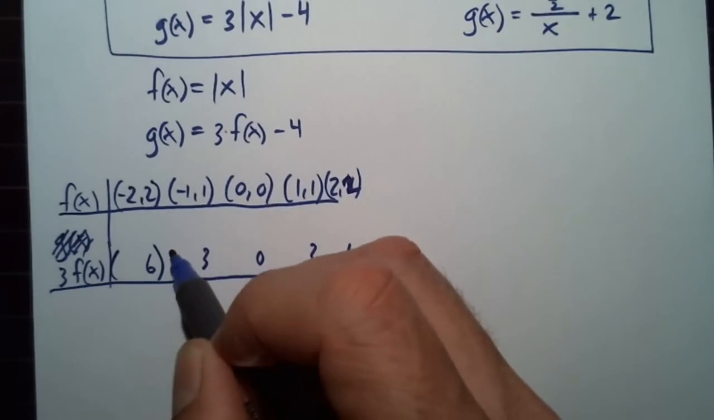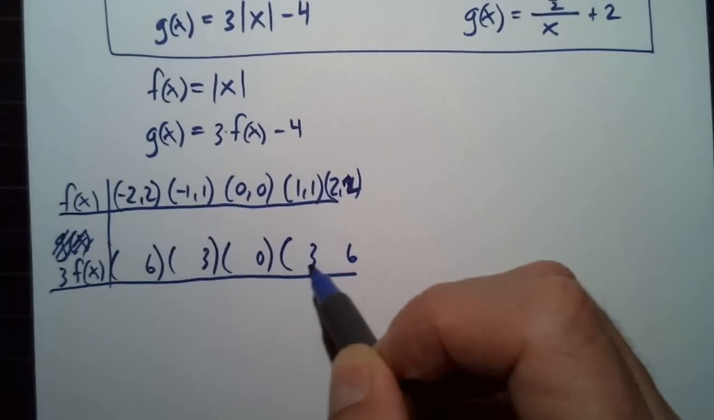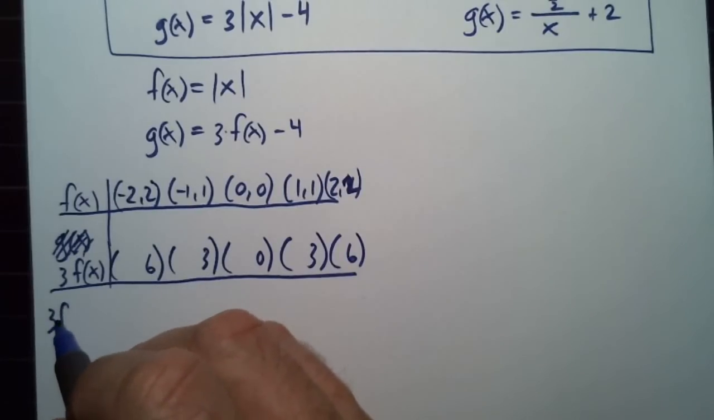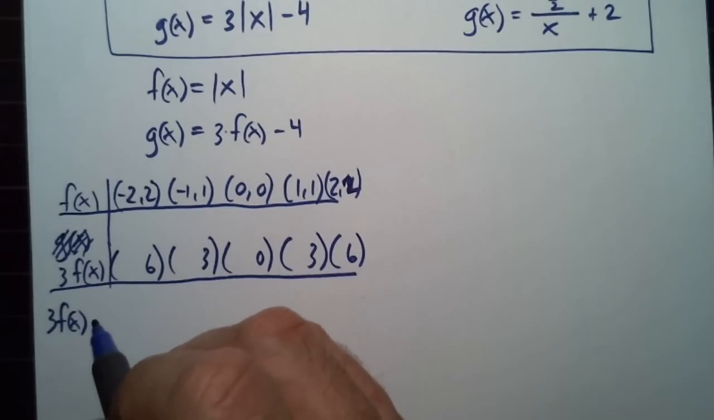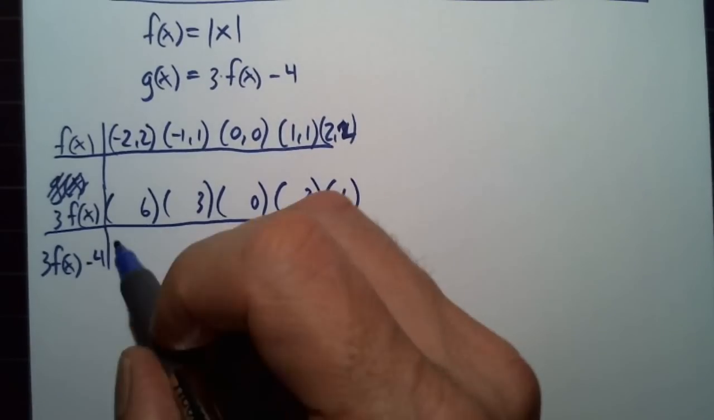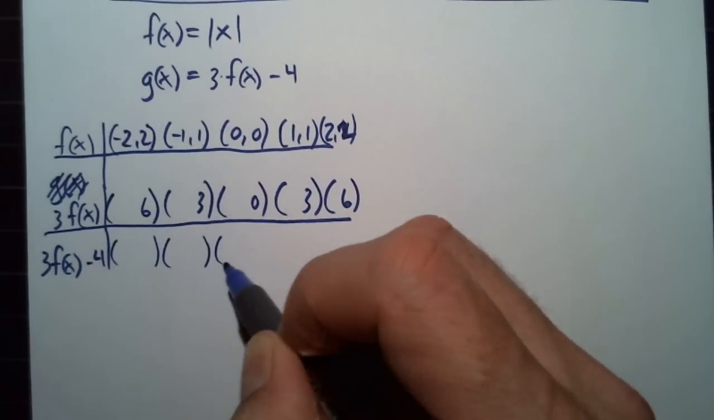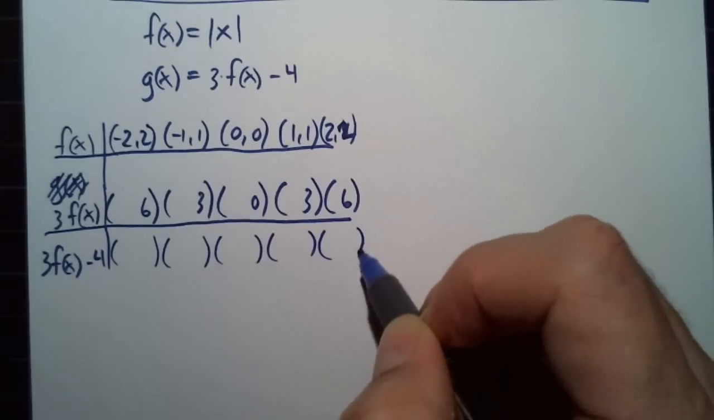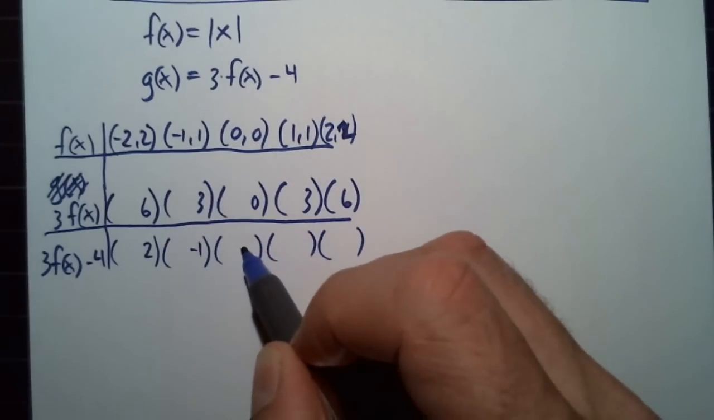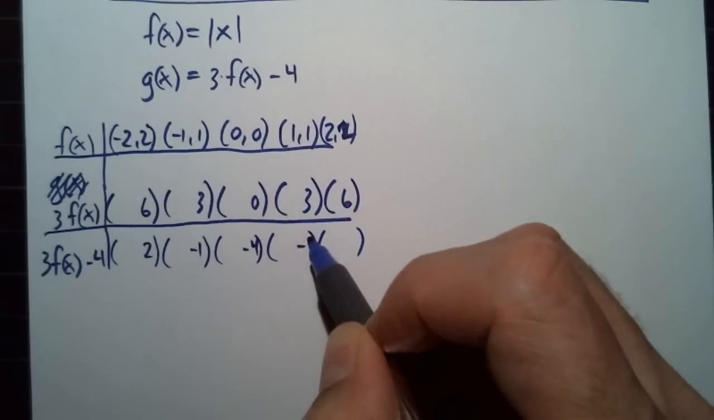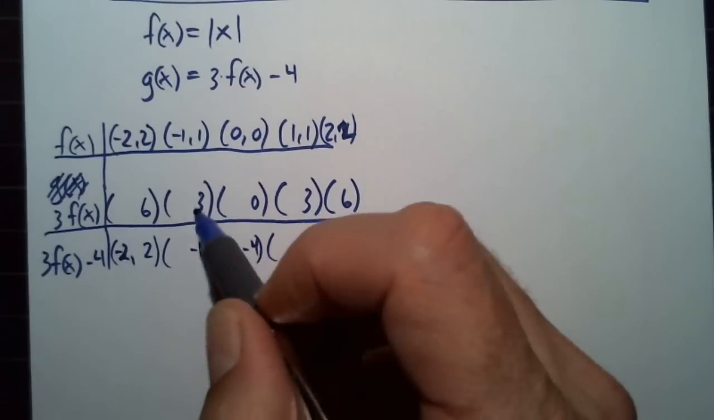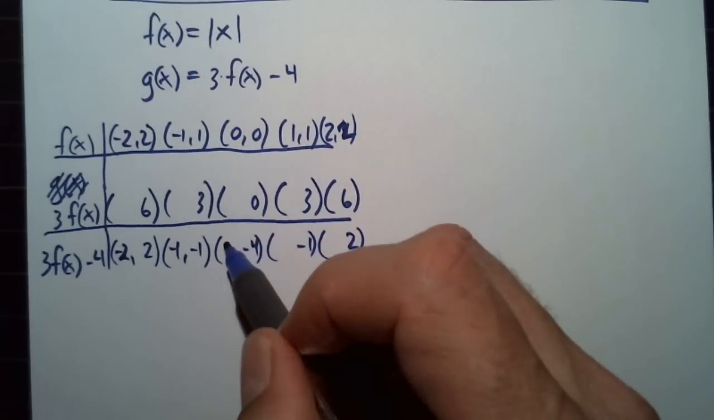Alright, we're not going to change the x value, so I'll just leave it. And now we have 3 f of x minus 4, and we're going to subtract 4 from all of the y values, and we'll just keep the same x value because it didn't get changed.